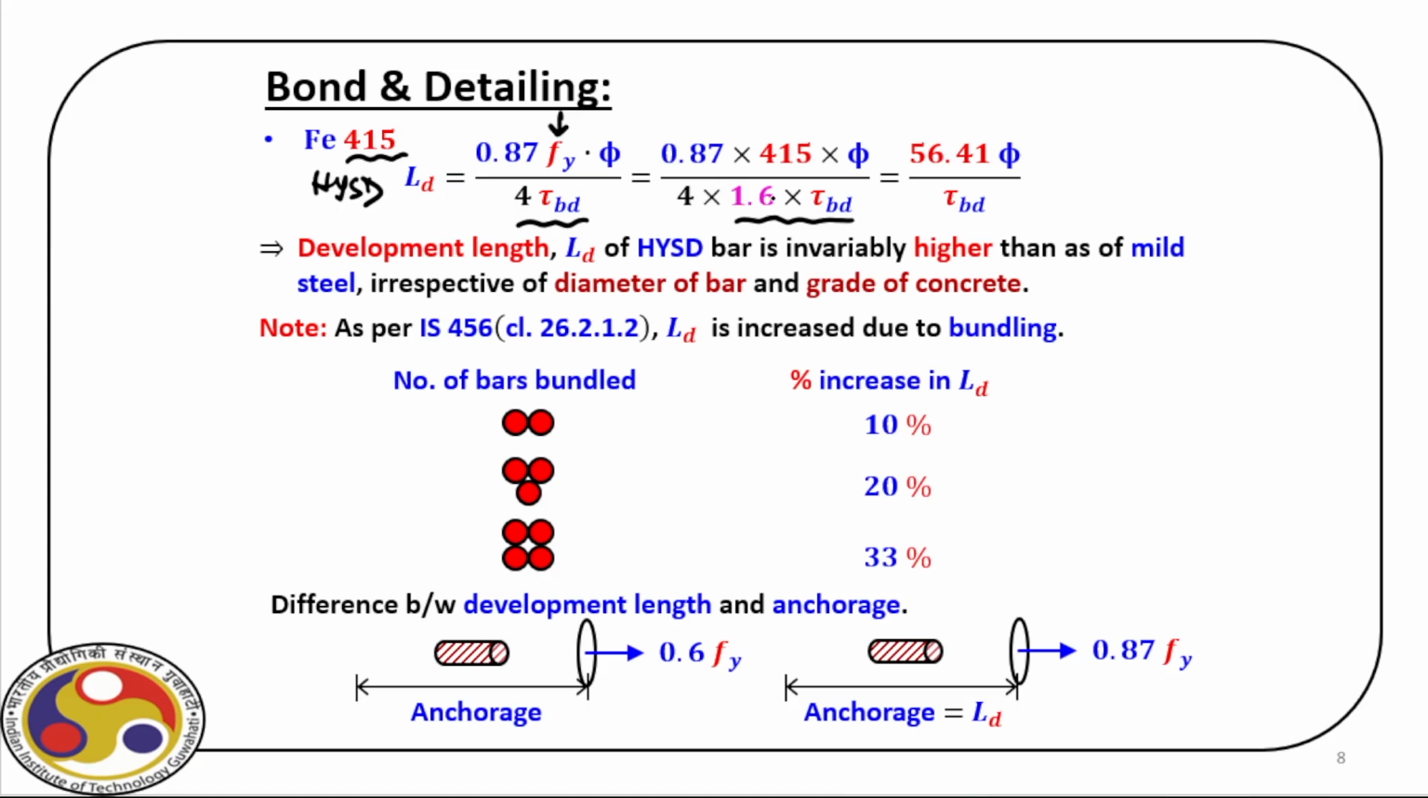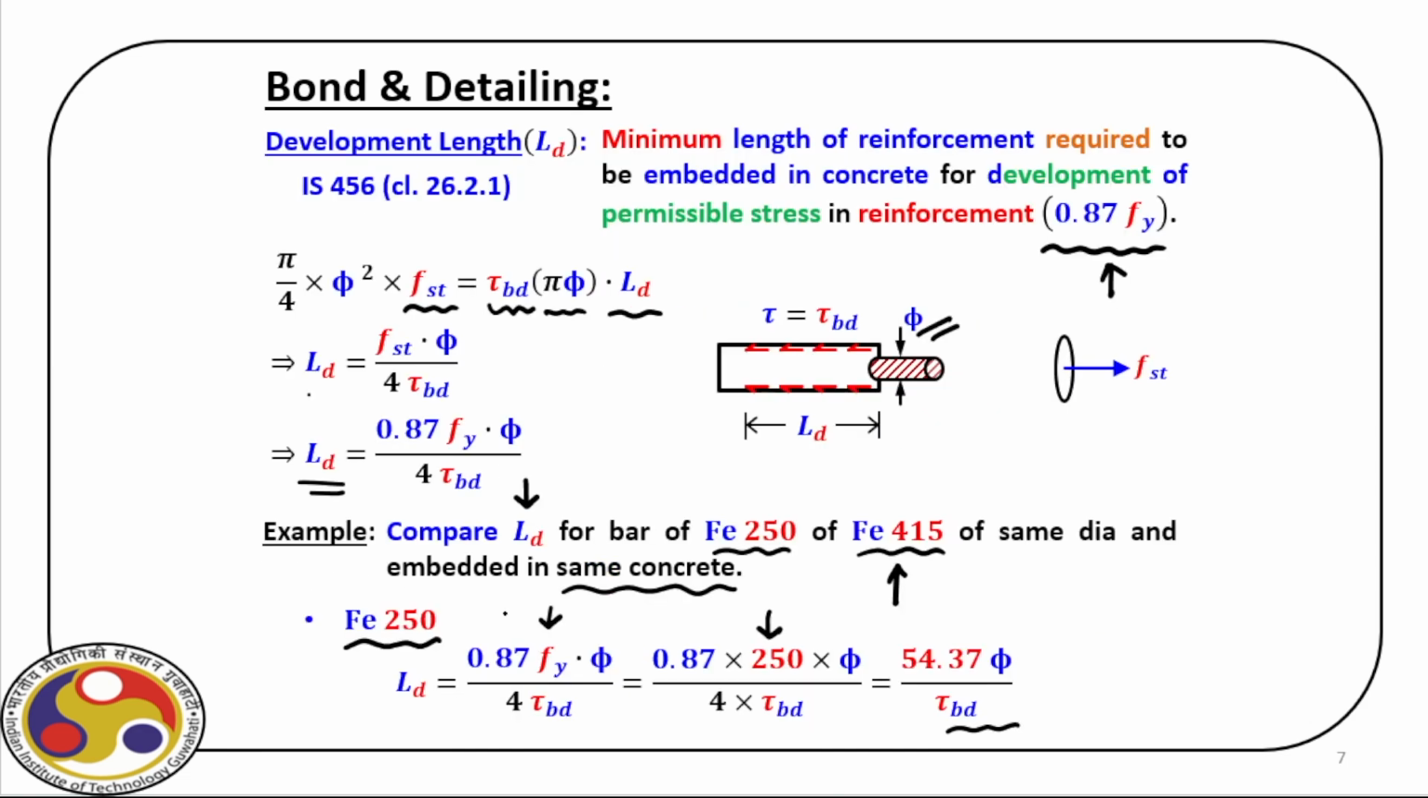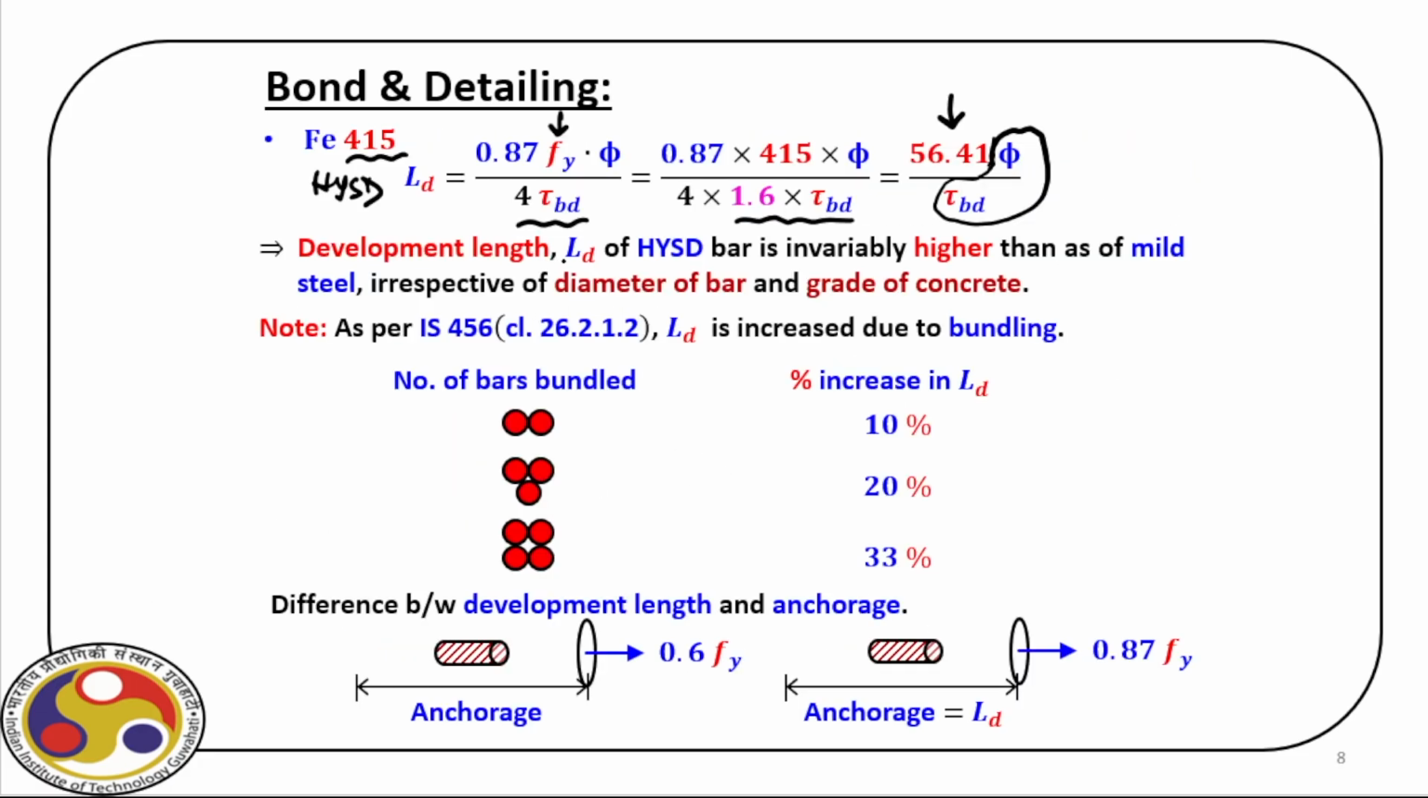So that's why we have 1.6 times tau BD here. So ultimately what we have here is 56.41 times phi by tau BD. So this part is common for both of them. So effectively, we have a factor 56.41 here in case of Fe415, which was earlier 54.37 in case of Fe250. So obviously for HYSD bar, the development length LD is higher than mild steel. Of course, for the same diameter and grade of concrete.